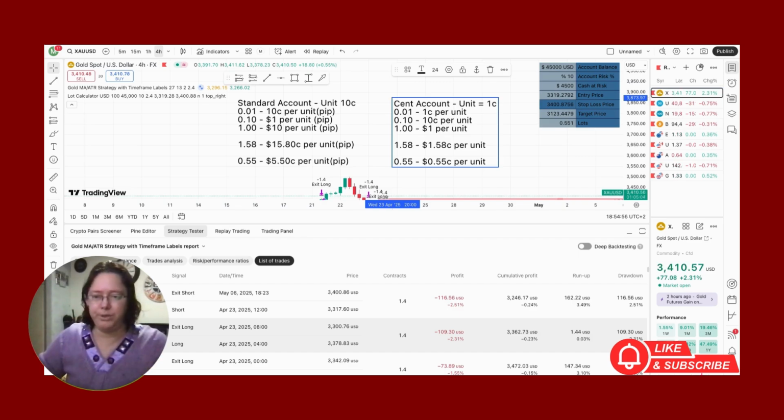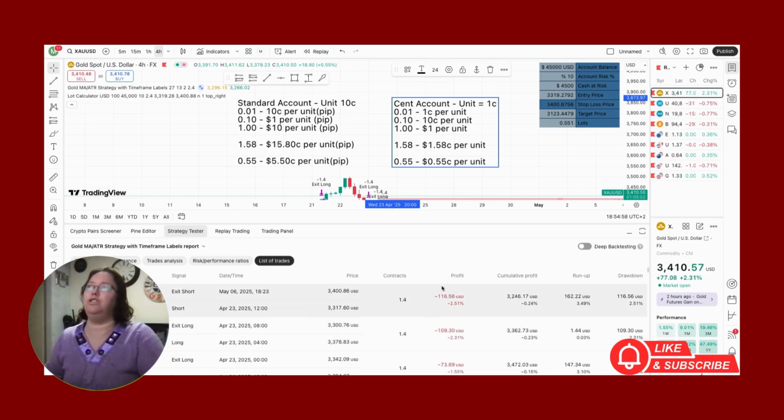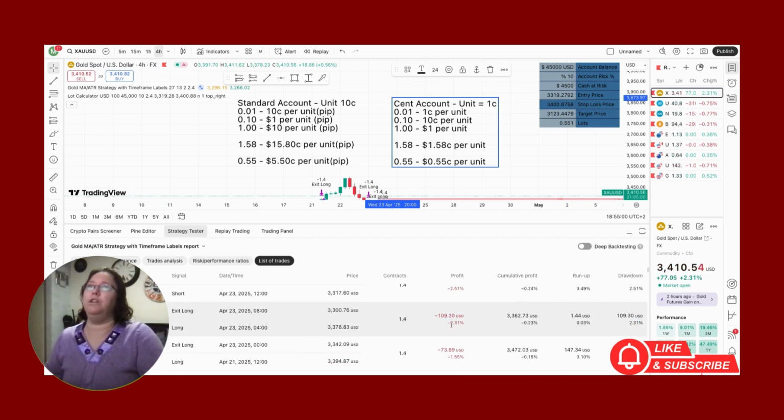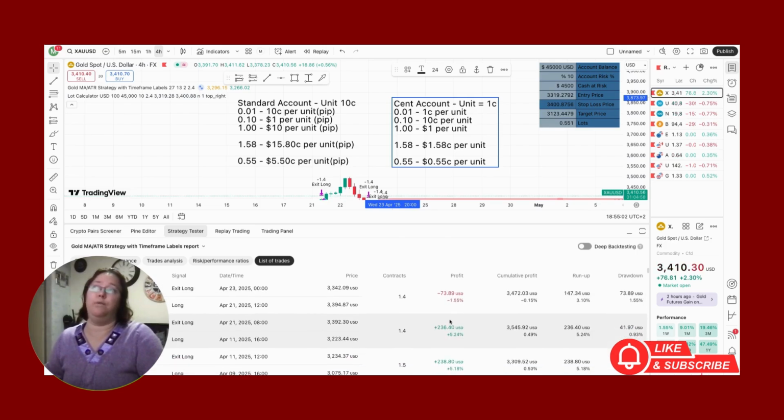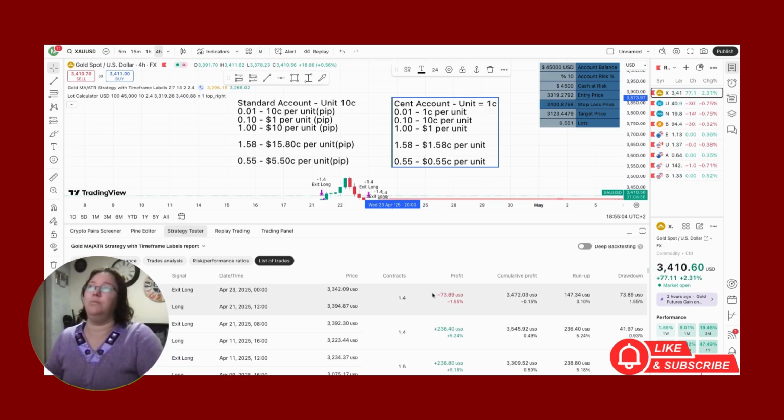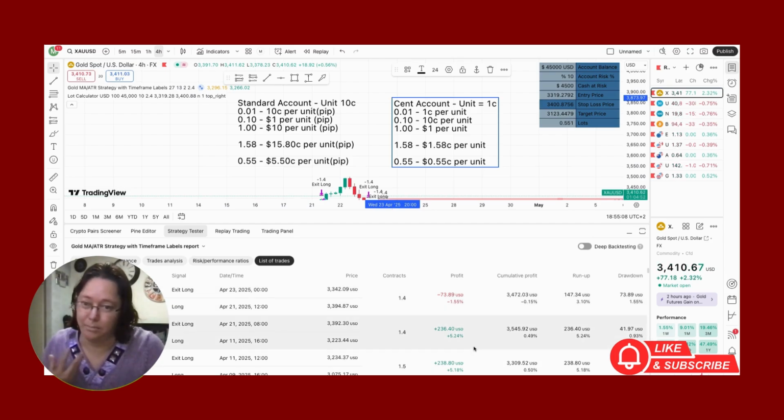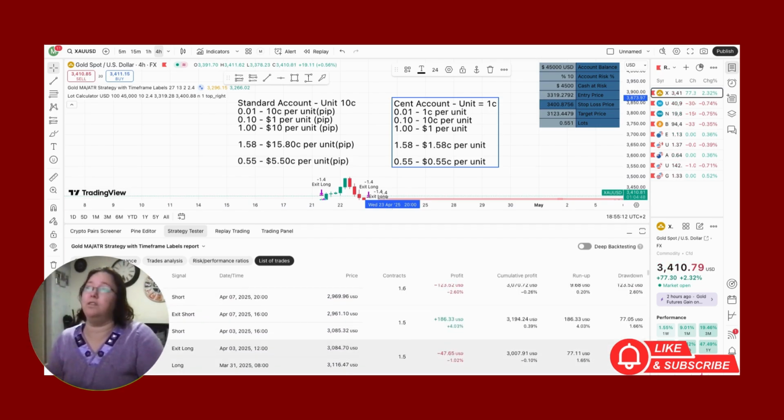literally stop loss. You see here, we had stop loss, we had stop loss, we had stop loss, good profit. Just look at this risk to reward ratio. I'm risking $73 to make $200. That's big. It's really amazing. That's why I love the strategy.